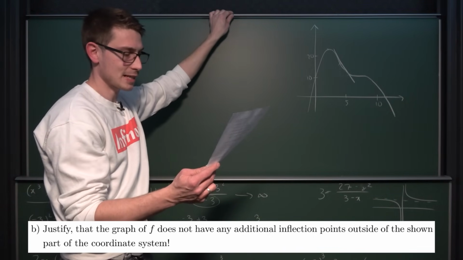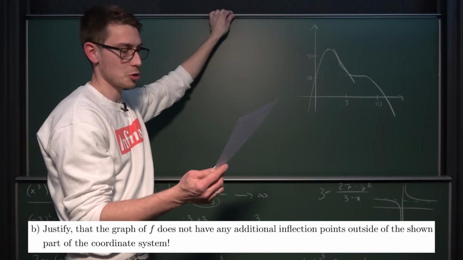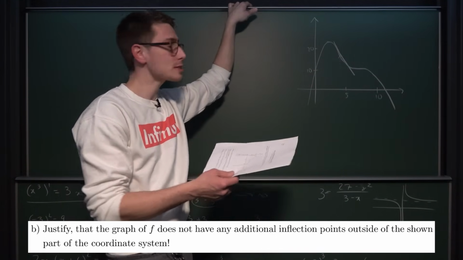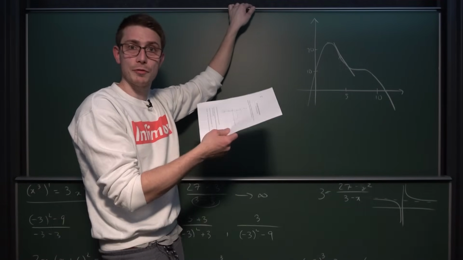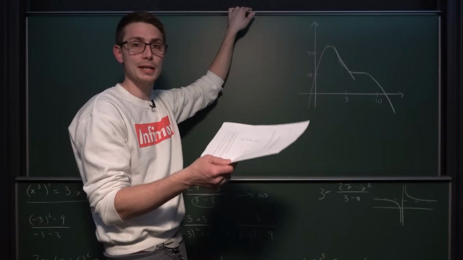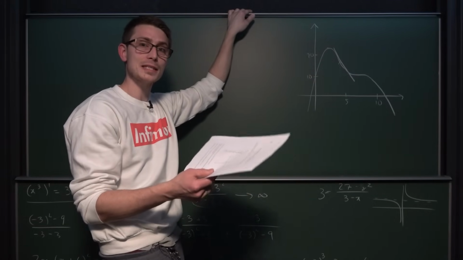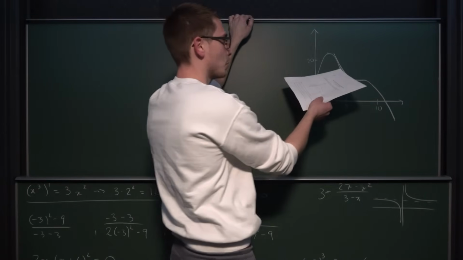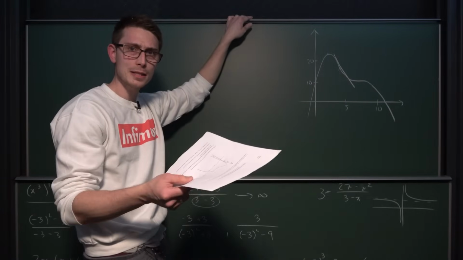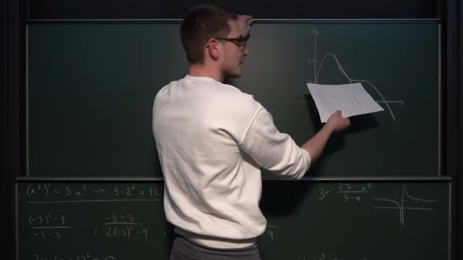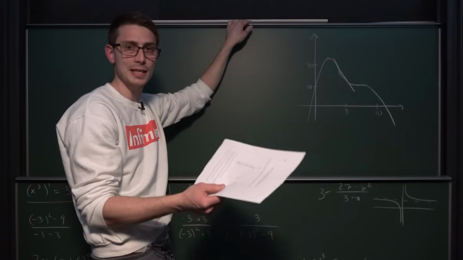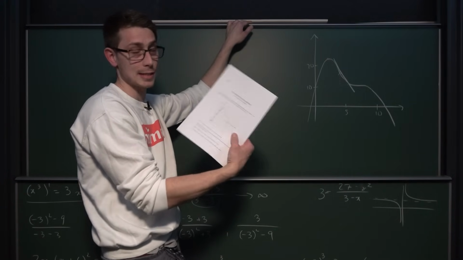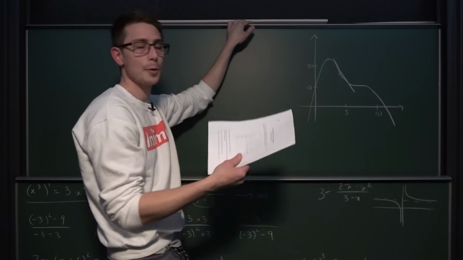Justify that the graph of f does not have any additional inflection points outside of the shown part of the coordinate system. Now here is an argument that they can use. A polynomial of degree 4 has maximum 3 extreme points, meaning it does have only 2 inflection points at most. 1 inflection point is already given, but where's the other one? Obviously it's here and it's a saddle point, but this is not something that they can argue with right now because obviously you can't be certain if it's a saddle. It can have a slight slope. You don't see it right here perfectly.